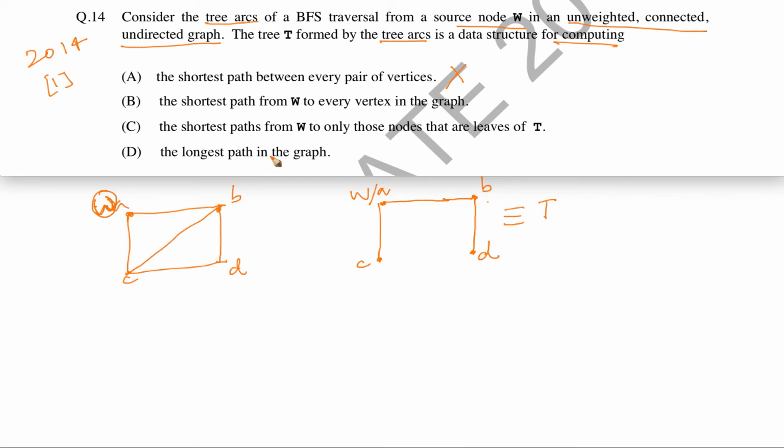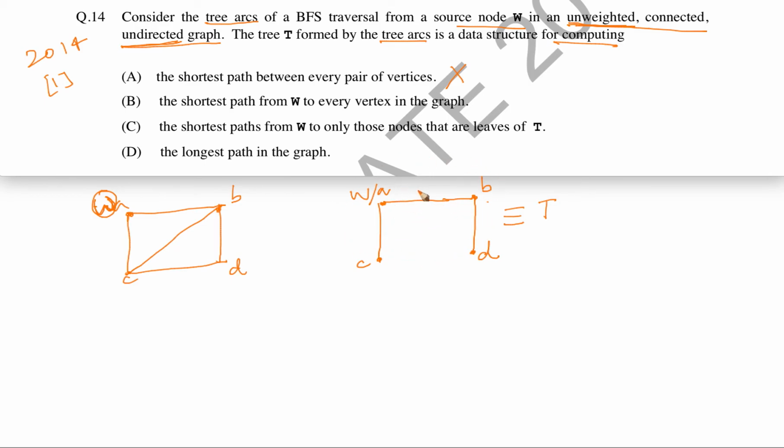Now those of you who have read BFS traversal must know that if the graph is unweighted and undirected, and obviously connected, then a BFS traversal from any node actually gives the shortest path from the source vertex to every other vertex. You can clearly see that from A to B, whatever is the shortest path, or A to C, that is the same shortest path in the given BFS tree.